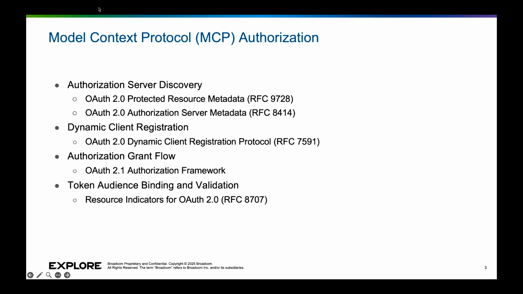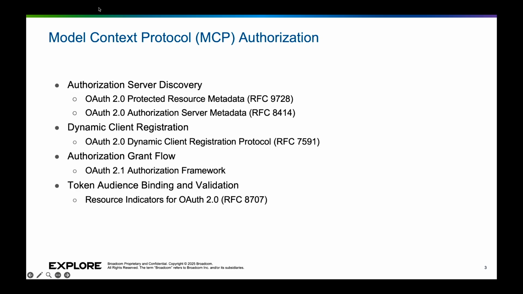Typically, if you're accessing Google APIs, you go to your Google console, you add your client credentials, and then you use the client credentials to get the token. But how do you do that when you're dynamically discovering and adding MCP servers? That's what this spec is all about.